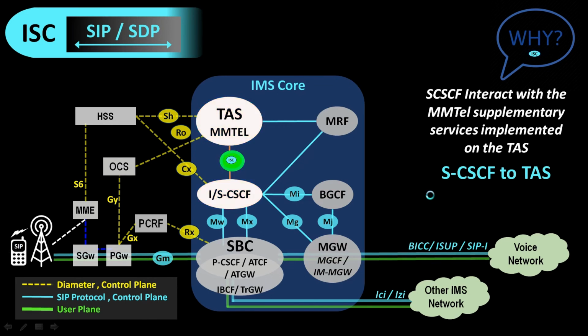The next one is the ISC link, which is really critical for us. This connects the SCSCF to the TAS. SCSCF interacts with the MMTEL supplementary services implemented on TAS. The ISC interface is another SIP-based connectivity defined under 3GPP TS 24.229. This enables connectivity between SCSCF and TAS, which is the Telephony Application Server. This ISC interface interacts with the MMTEL supplementary services implemented on the TAS, where the IMS Service Control Interface is used for requesting services from a TAS.